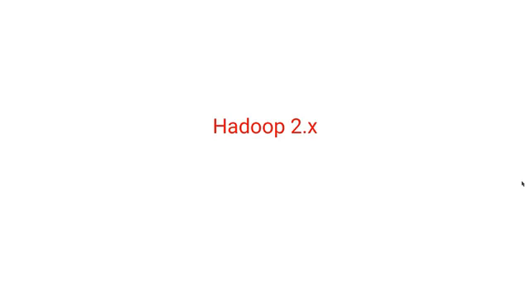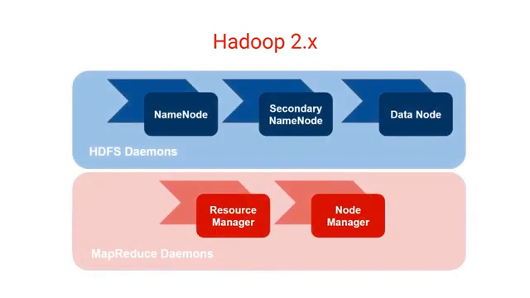Hi, and welcome back. Prior to understanding HDFS, it's important that we understand Hadoop 1.x and Hadoop 2.x and the difference between them. Hadoop 2.x also provides a distributed storage system called HDFS and distributed computation engine called MapReduce to solve big data problems. The HDFS daemons are same as in Hadoop 1.x, but job tracker and task tracker replaced by resource manager and node manager. This change was introduced to overcome the issues which Hadoop 1.x had.